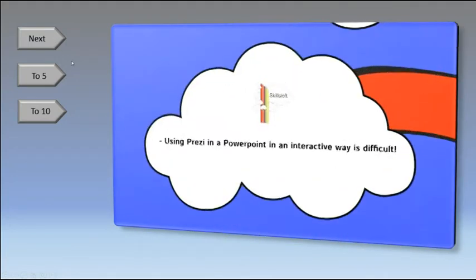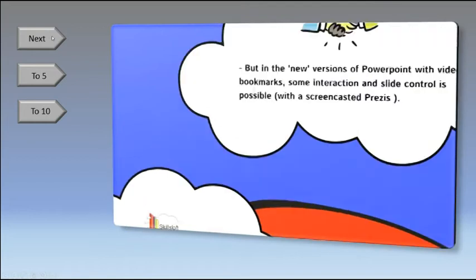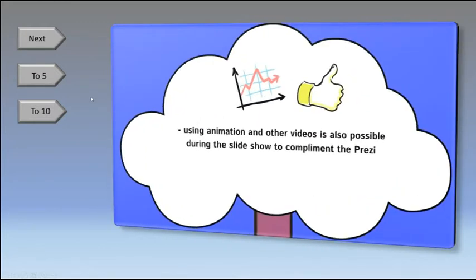Over here on the left I have some buttons, and one of them's called Next. I've just clicked the Next button and that's driven the video forward, which is normally something that's very difficult to do. But in the newer versions of PowerPoint, i.e. 2010, 13, you've got something called bookmarks. And with a screencasted Prezi or video, they'll allow you to stop it, to pause it, to make it do all sorts of things. So I've driven it on again.